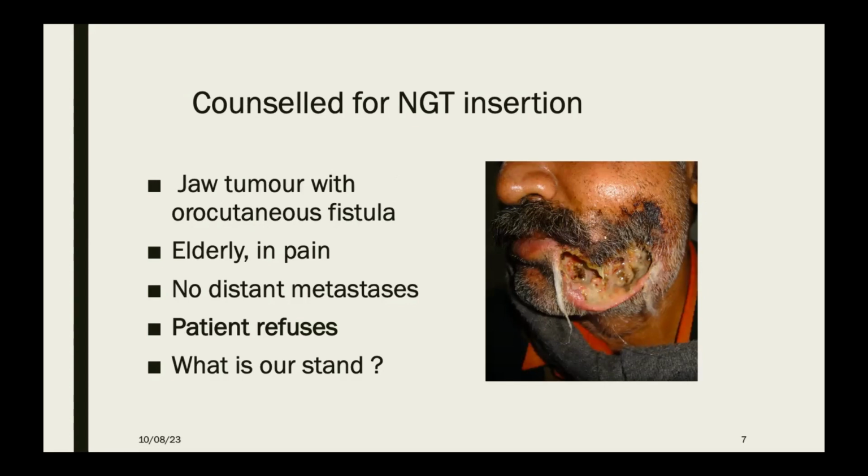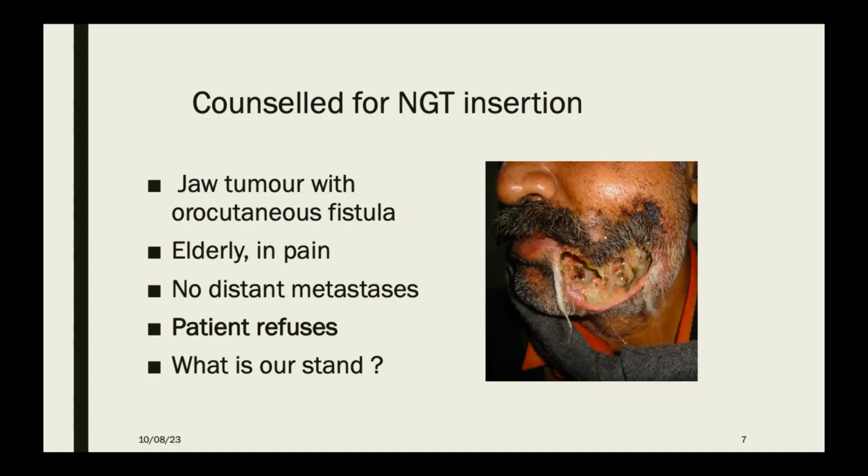As you can see in this picture, this is a patient who has an orocutaneous fistula because of a jaw tumor. Okay, and he's an elderly patient. He's in severe pain, but fortunately, there is no distant metastasis. The oncologist is quite confident that this patient can be treated and that this particular situation could be averted. A problem that might come because of metastasis might be averted because there is no distant metastasis.